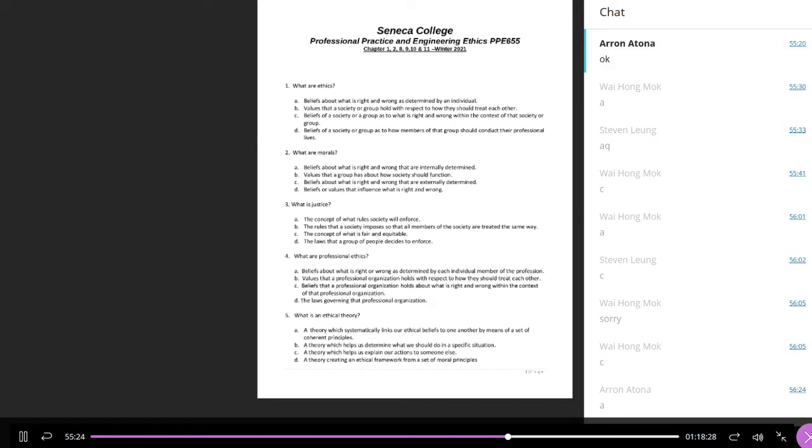Number 2, what are morals? Right, they're your own values and beliefs. Number 3, what is justice? And it is C, the concept of what is fair and equitable. Number 4, what are professional ethics?